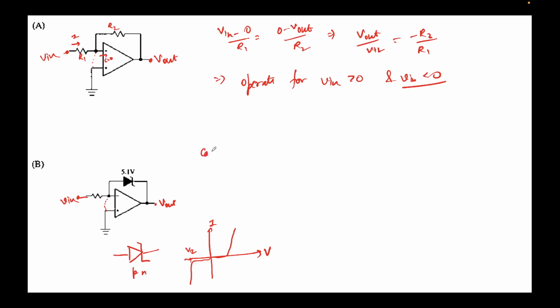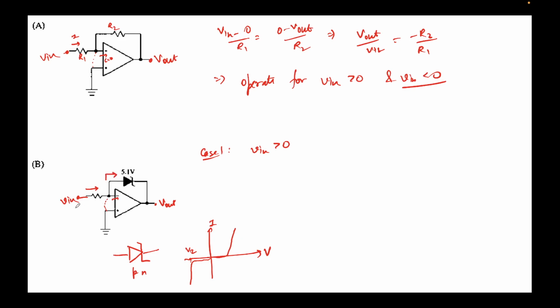For option B, we'll take case 1 when V in is positive. So what will happen there? If V in is positive, note this is ground, so current will flow in this direction, Ohm's law, right? And no current can flow into the op amp because we have assumed an ideal op amp, so infinite input resistance. So that current will flow here.